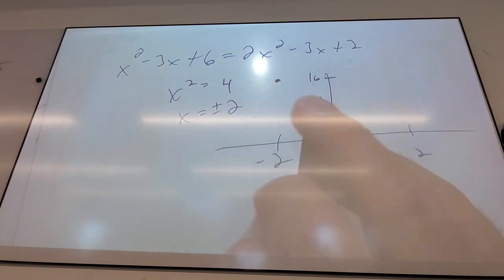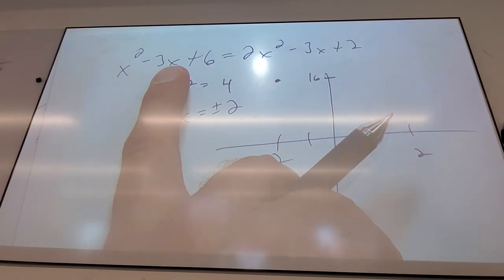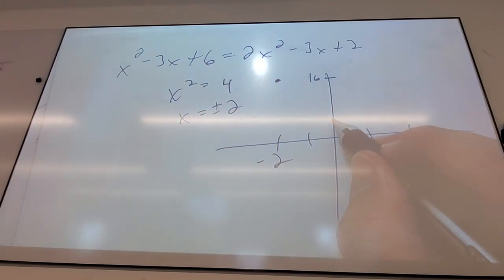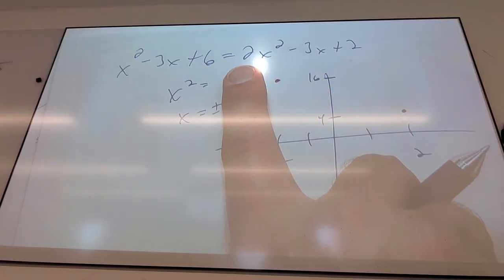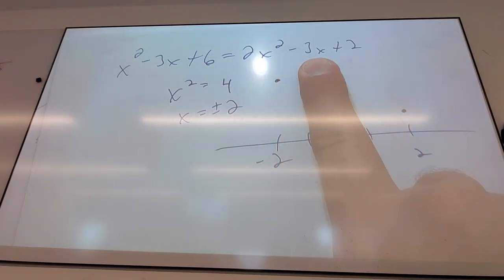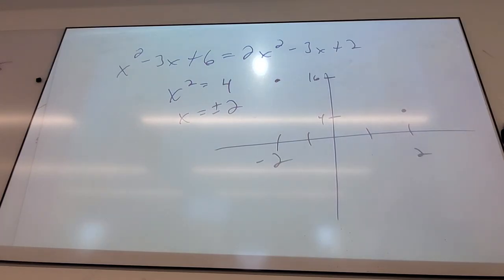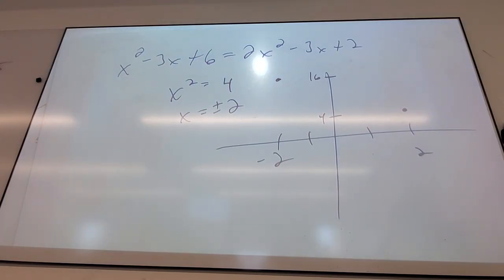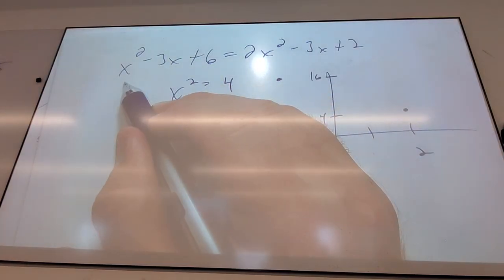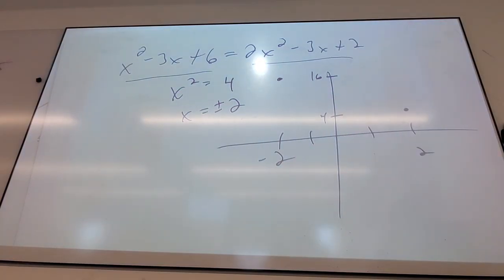And at 2, this is at 4 minus 6 plus 6, which is 4. Just to make sure, 2 times 4 is 8, minus 6 is 2, plus 2 is 4. So they both meet at 4. Of course they do, because we forced them equal to each other. Now what sucks a little bit about this is both of these parabolas, how are they opening?